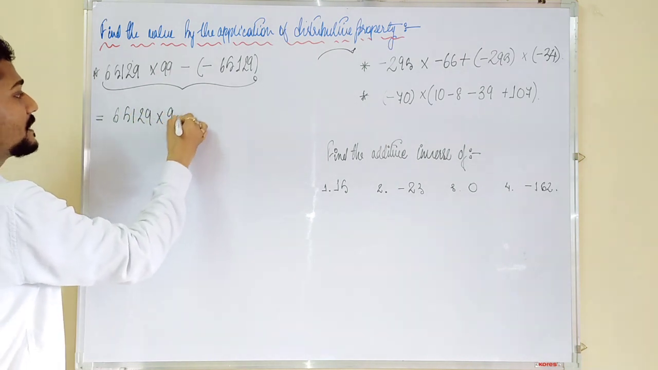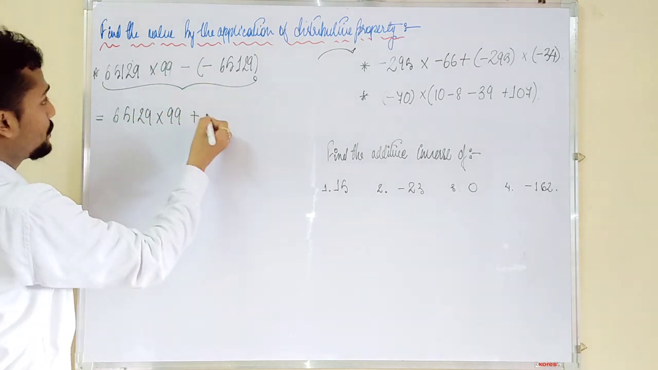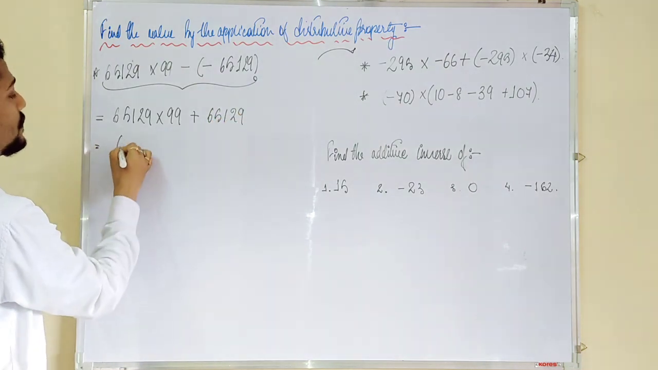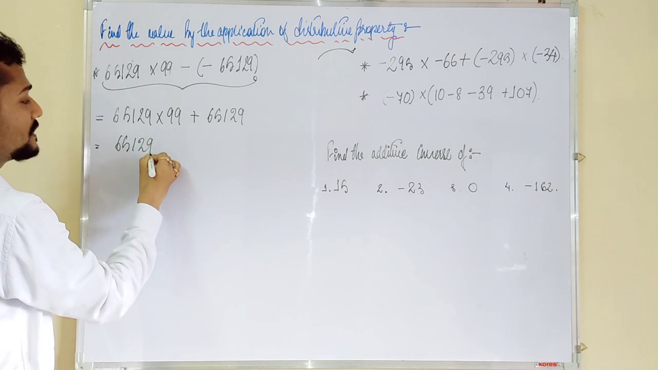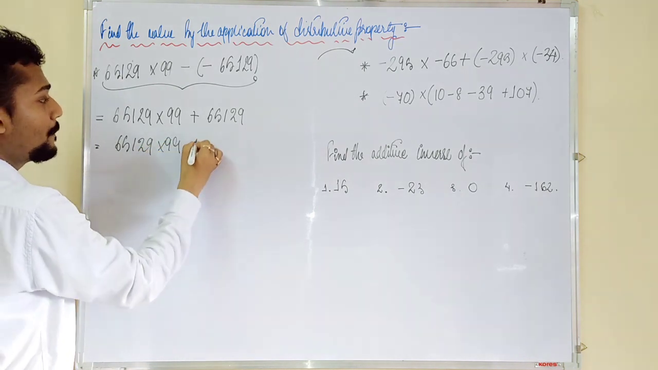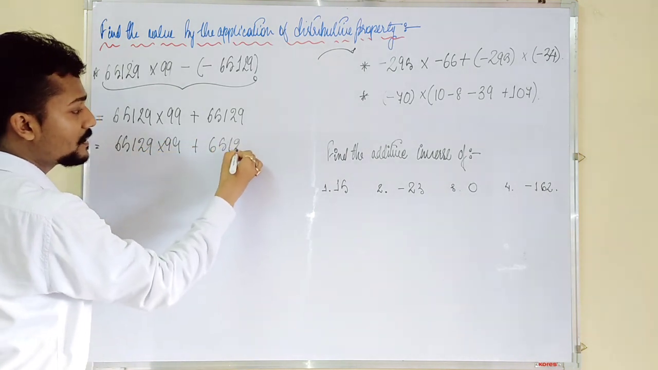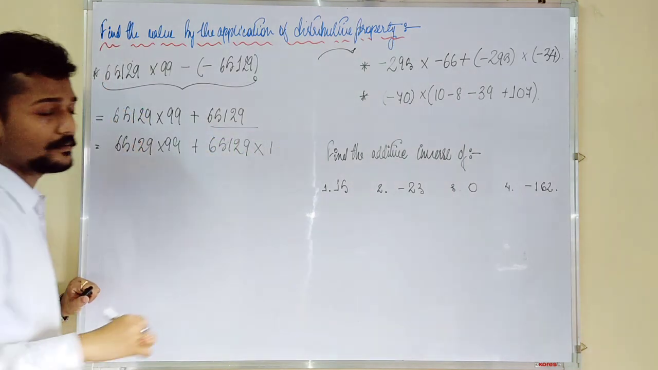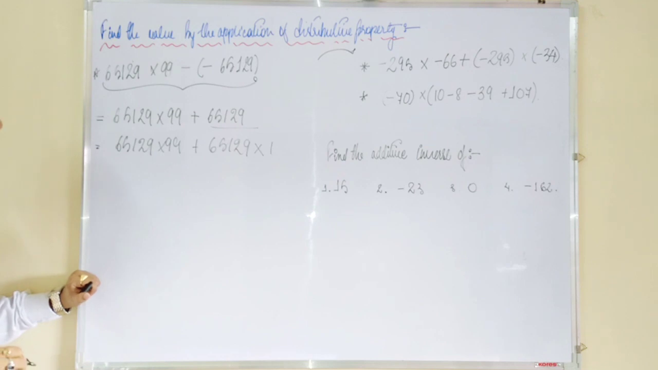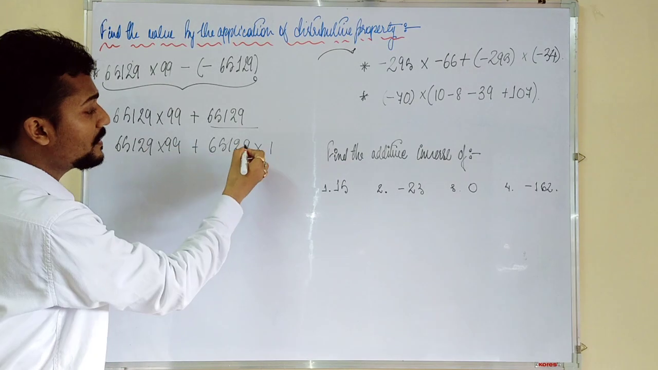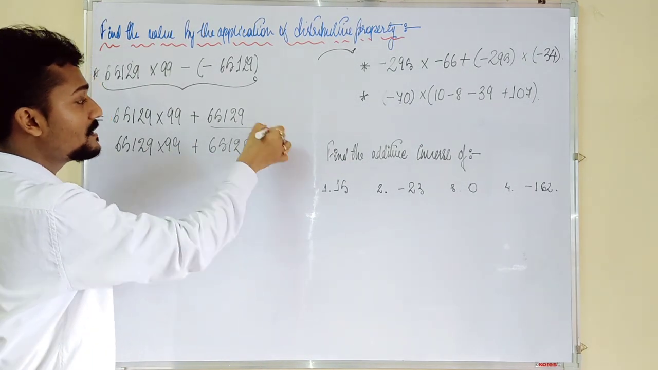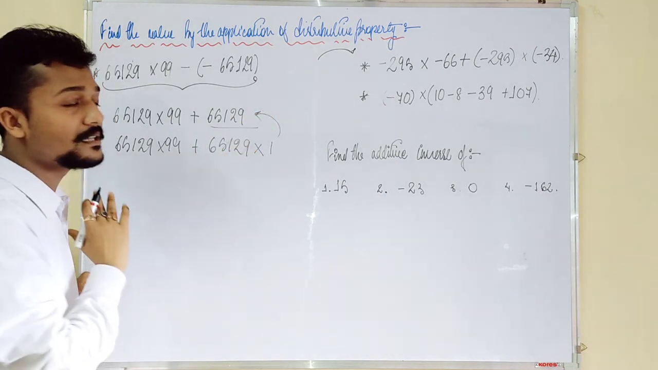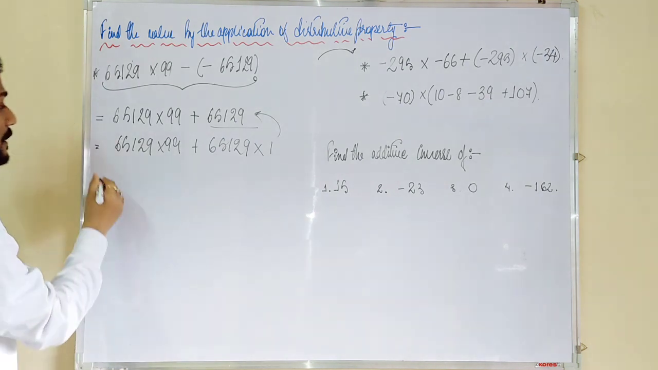65,129 into 99 minus, it becomes plus, 65,129 is equal to 65,129 into 99 plus 65,129. Can I write this as this into 1? Both mean the same, is it not? 65,129 into 1 is equal to 65,129. So if I write in this manner, there is nothing wrong.